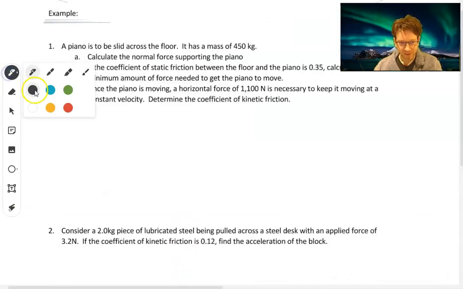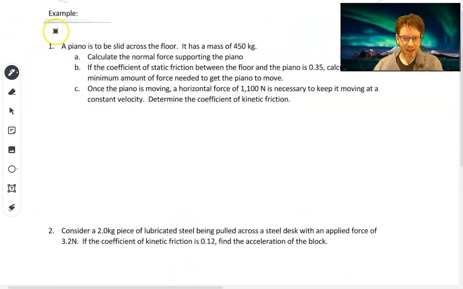Okay, so let's start with our first example problem. This one says a piano is to be slid across the floor. Oh, stepping up from a fridge now. It has a mass of 450 kilograms. Calculate the normal force supporting the piano. If we draw a free body diagram, right now the piano just sitting on the floor is going to have the force of gravity acting on it, and it's going to have the normal force acting on it.